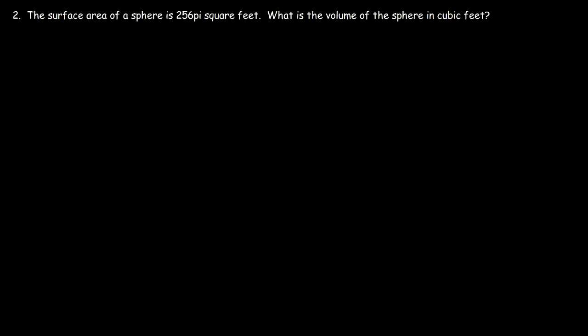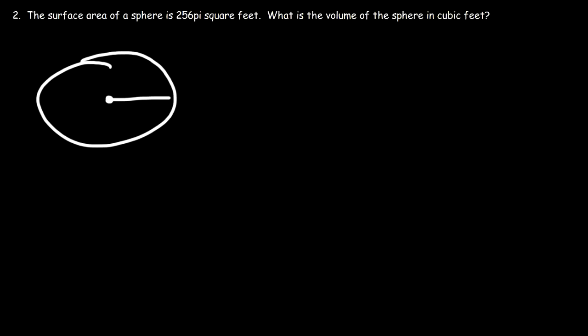Number 2, the surface area of a sphere is 256 pi square feet. What is the volume of the sphere in cubic feet? So let's draw a picture. And so this is the radius of the sphere, which is what we need to find.